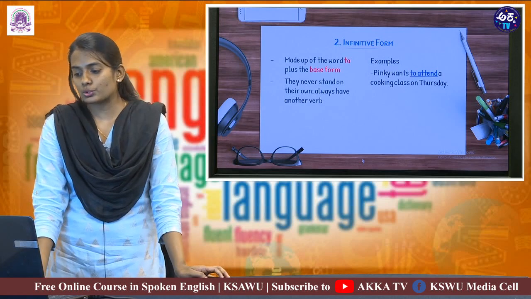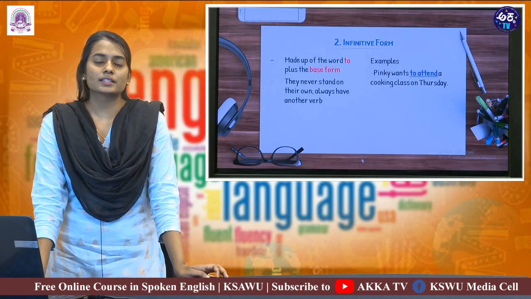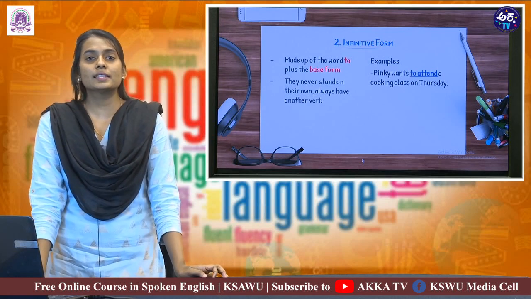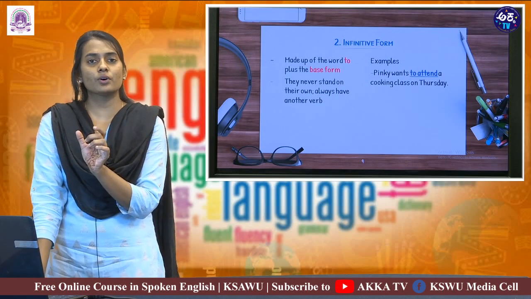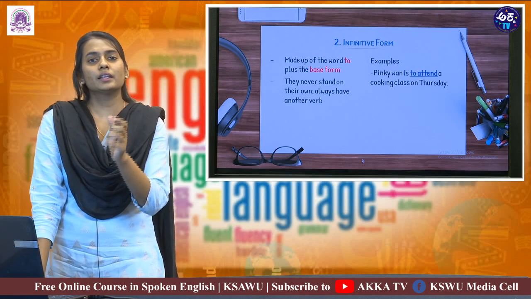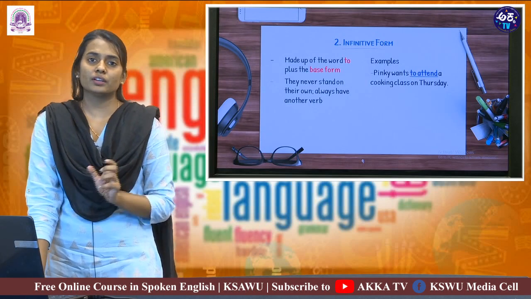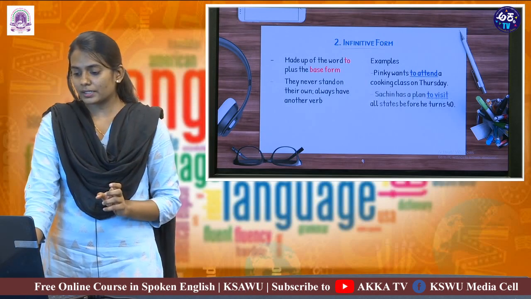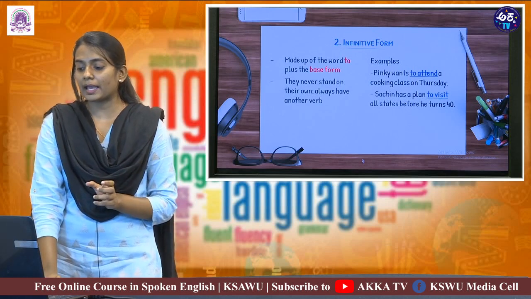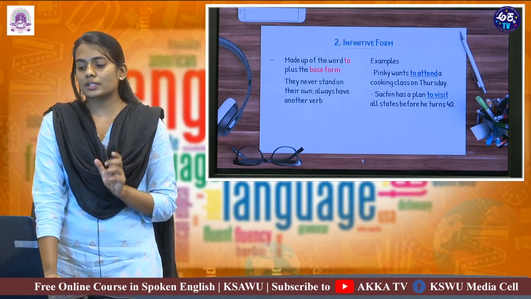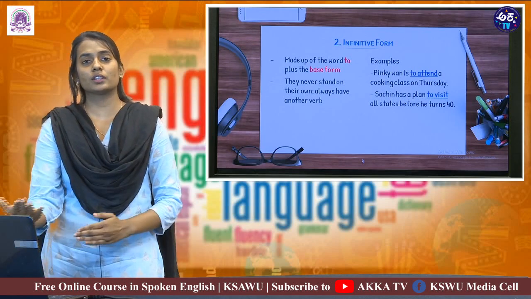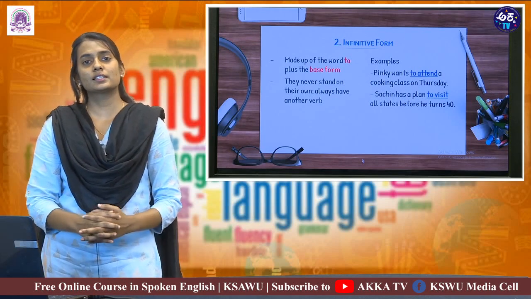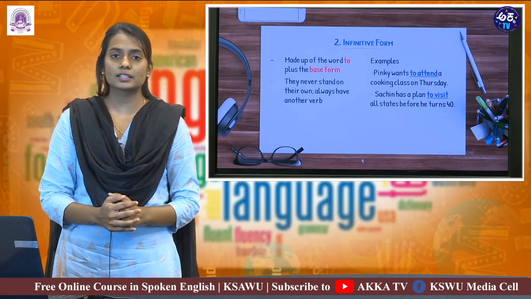Okay, so let's see examples. Pinky wants to attend a cooking class on Thursday. So here you can see Pinky wants to attend. So attend is a base form, and when we add to, it becomes an infinitive form. Okay, so another example is Sachin has a plan to visit all states before he turns 40. That means Sachin plans to visit all the states before he turns 40 years old.